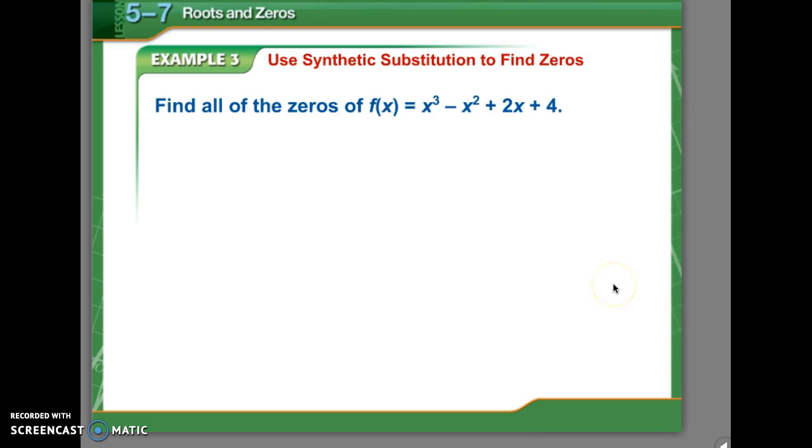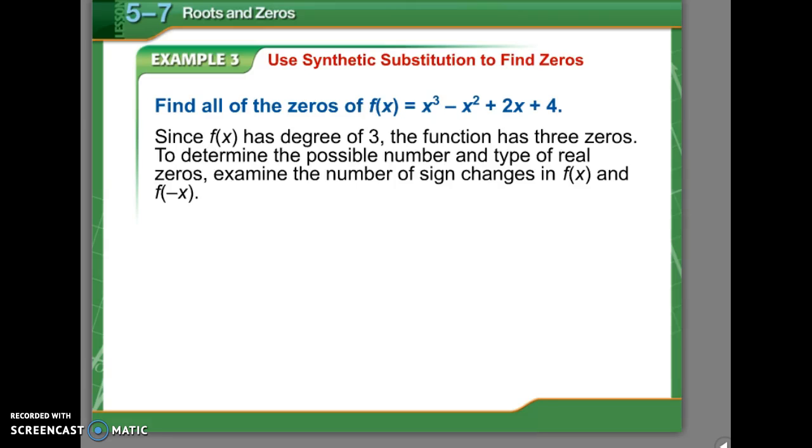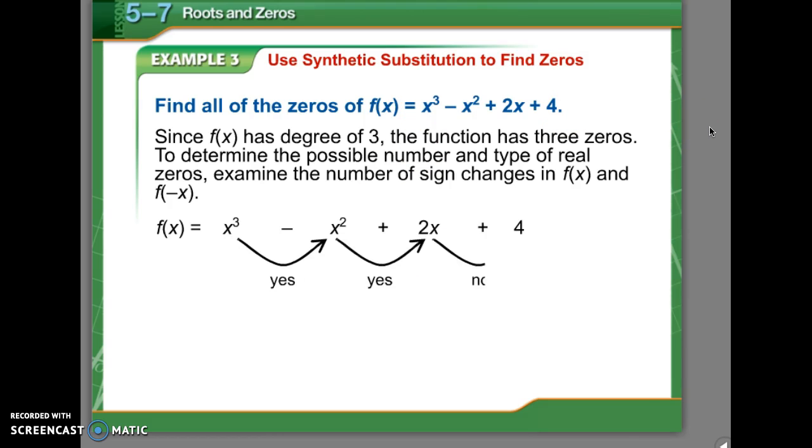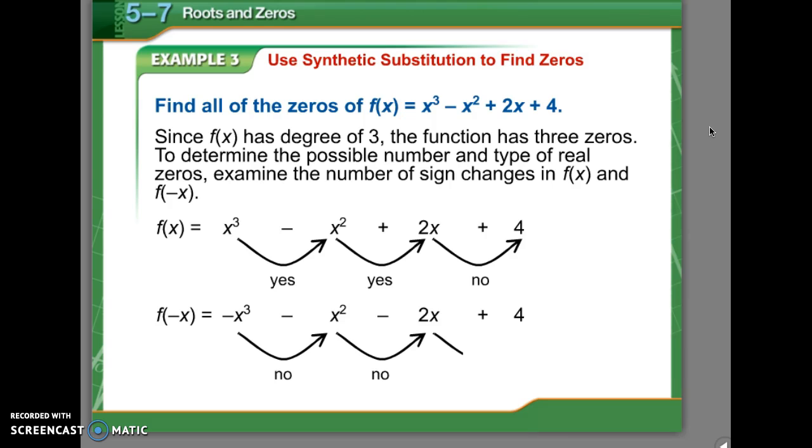All right, here's where we get into actually doing stuff that you're going to frequently be doing for this lesson. In this one, we're going to be using synthetic substitution or synthetic division to find the zeros. And we need to find all the zeros of this function x cubed minus x squared plus 2x plus 4. So we know that this is third degree, and because of that we know it has 3 zeros. So first thing we're going to do is try to find the number of possible positive real zeros and negative real zeros. We're going to look for those.